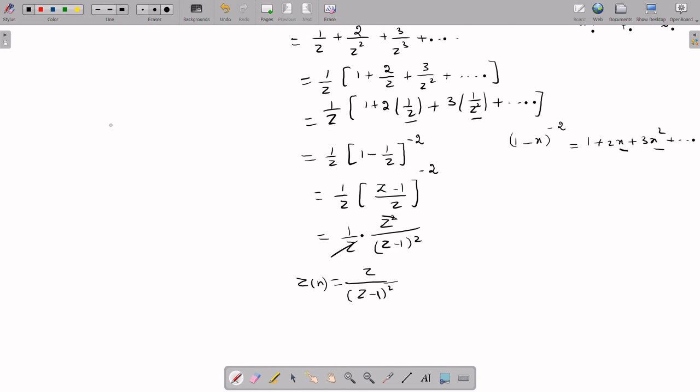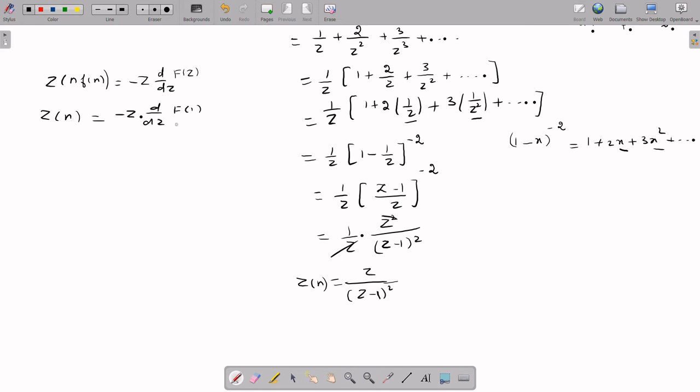Now we try that property. Z transform of n into f of n is minus z into d by dz of f of z. This is the property we studied already, isn't it? Here, z transform of n, we have to find out, f of n is equal to 1. So we can use this to be minus z into d by dz of f of 1.